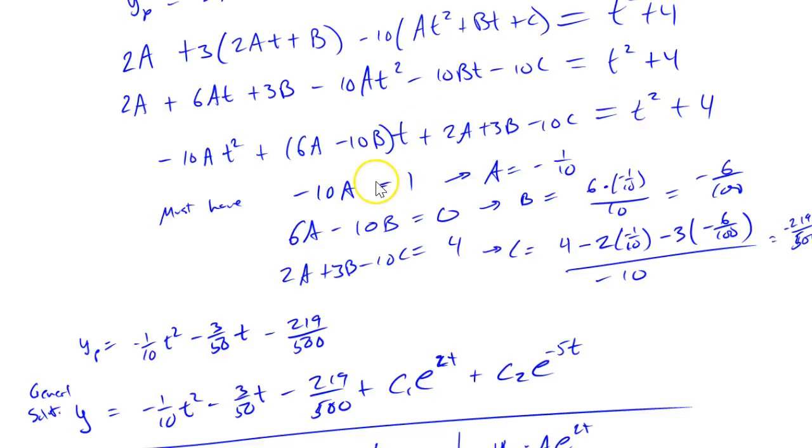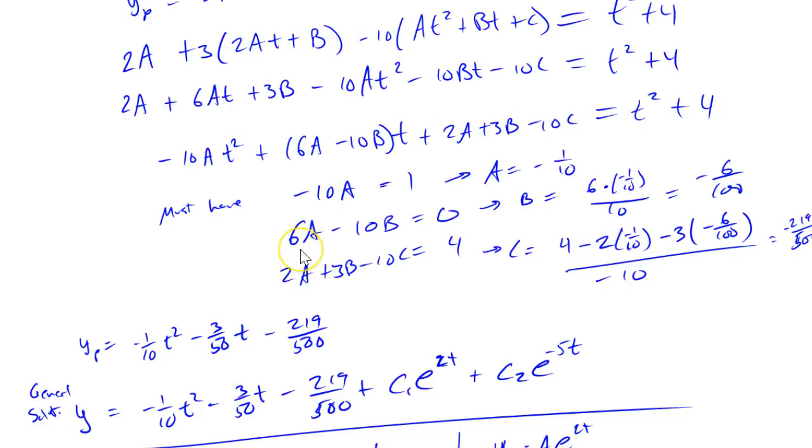So I've got this equation. Likewise, I've got 6a minus 10b has got to equal 0 because the coefficient in front of the t on this side is 0. So I've got this equation there. And the constant term here, 2a plus 3b minus 10c, has got to equal the constant term over there, 4. So I've got these three equations in a, b, and c. Solve them however you see fit. Well, this is kind of nice because this first one only has an a in it. Tells me that a is negative 1 over 10.